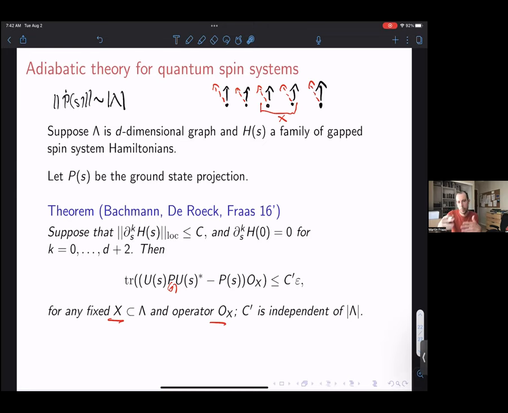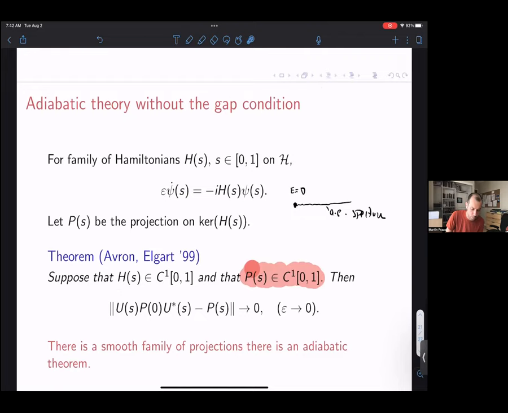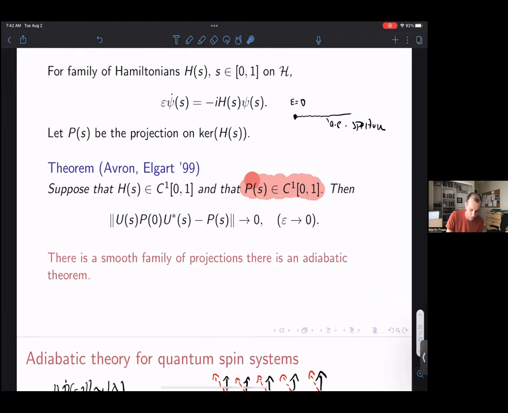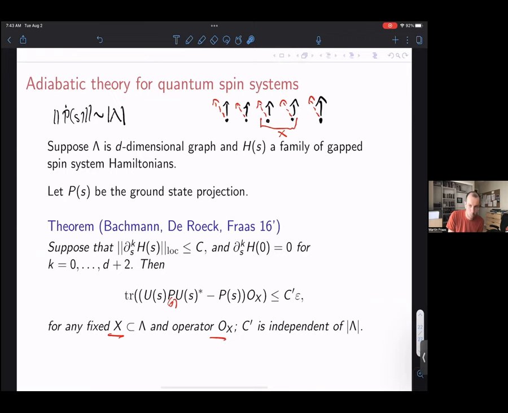Because this family of projections is not continuous in the norm topology, you can't hope for an adiabatic theorem in the norm topology. But you can get an adiabatic theorem in a local topology that only cares about local objects. I want to make a remark about this smoothness. The theorem of Avron and Elgart or the theorem of Kato requires only C2 differentiability, or even C1 differentiability, while this theorem crucially requires d plus two differentiability, where d is the dimension of the lattice.